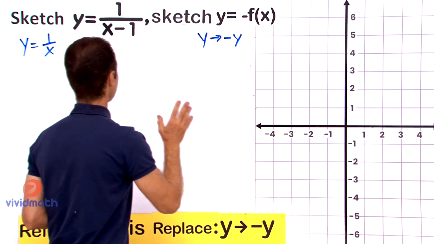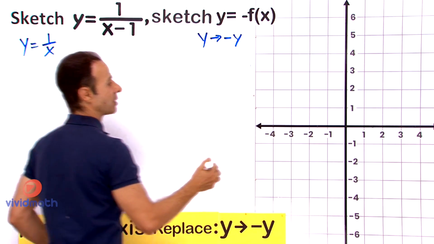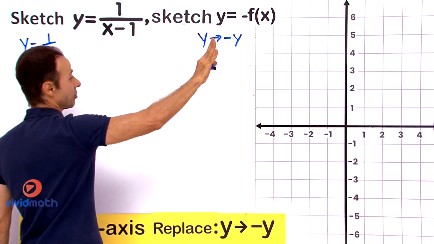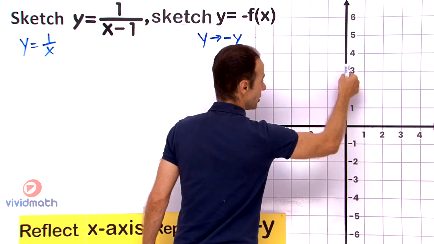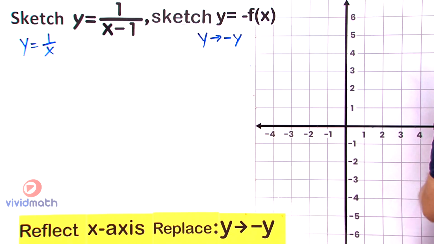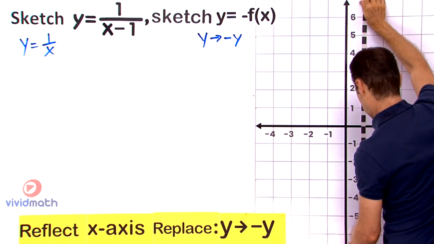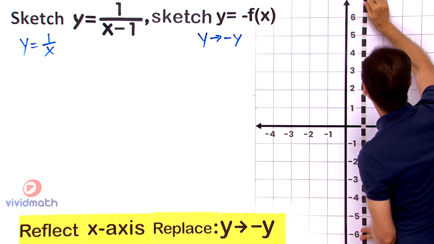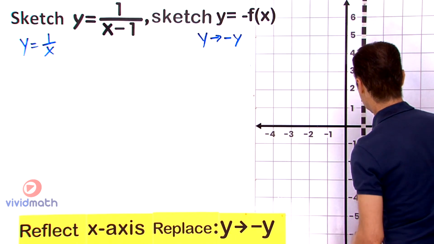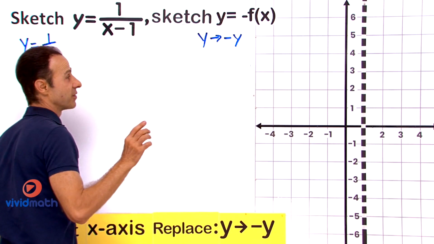So let's start to do this. We know there's going to be an asymptote at x equals 1, and we know we're shifting 1 unit to the right, which is right there. So the y-axis goes here. Let me just sketch that in. Right there. That goes right through positive 1. So at 1, we have an asymptote.